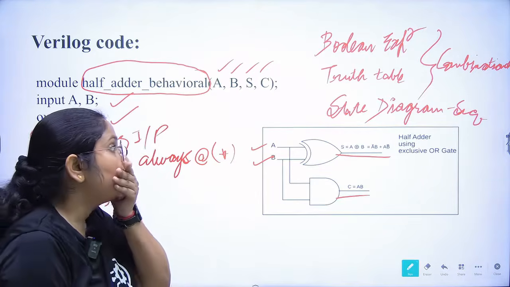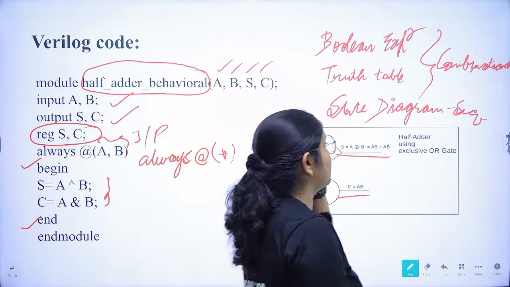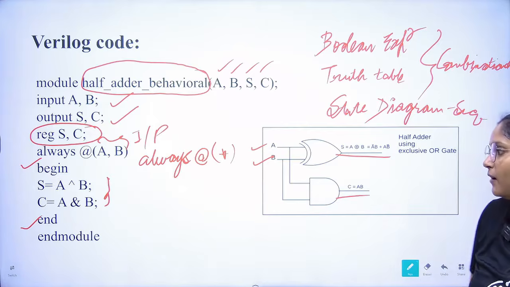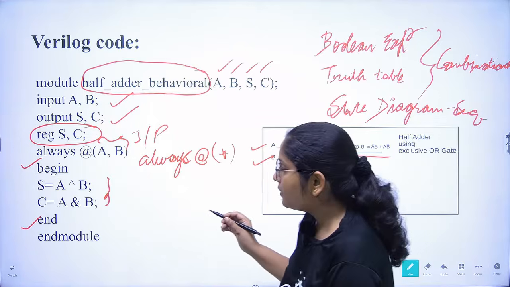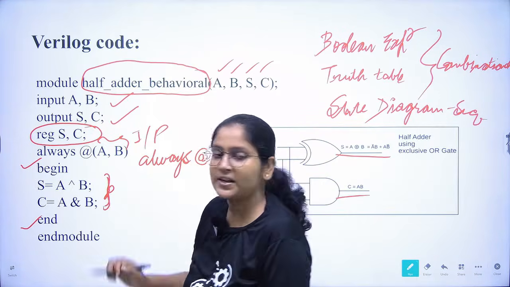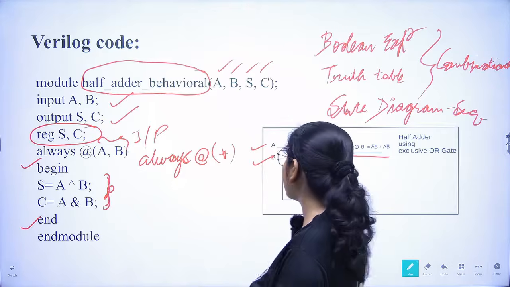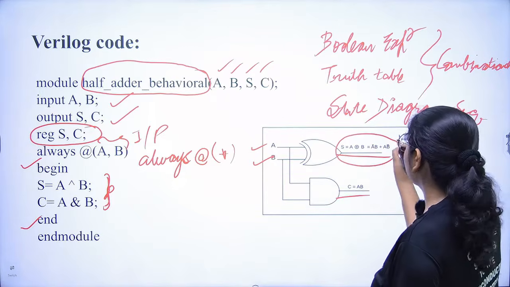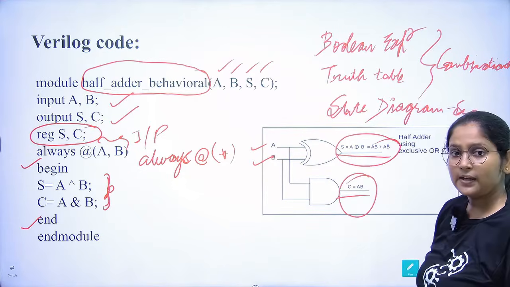Now see, a very important part. Here I am using directly the Boolean expression. I know the equation for the half adder: sum is A XOR B, and carry is A dot B.